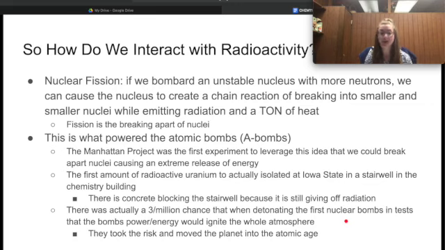Fun fact, the first amount of radioactive uranium to actually be isolated apart from its raw ore was isolated at Iowa State in a stairwell in their chemistry building. You're actually not allowed to use the stairwell.